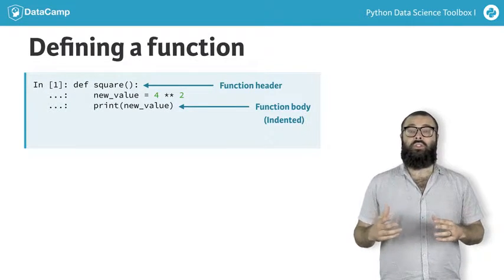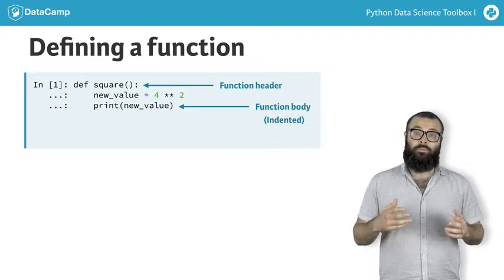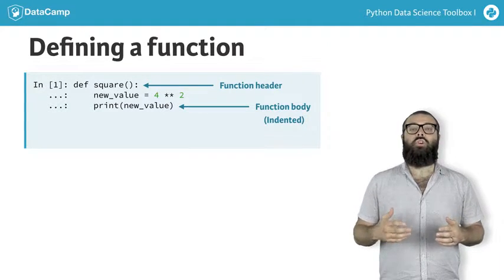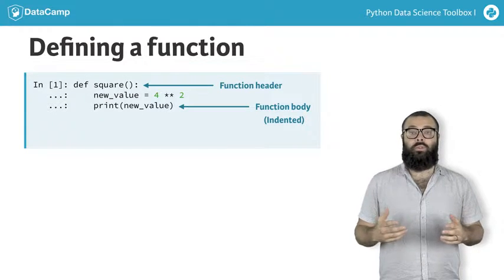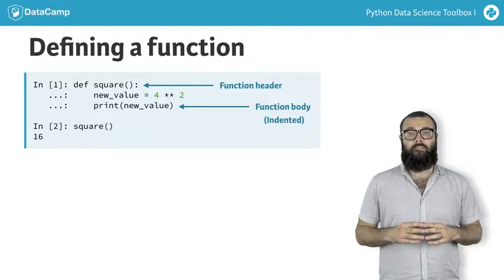Now, whenever this function is called, the code in the function body is run. In this case, new_value is assigned the value of 4 to the power of 2 and then printed out. You can call the function as you do with pre-built functions. square(). This should yield the value 16.